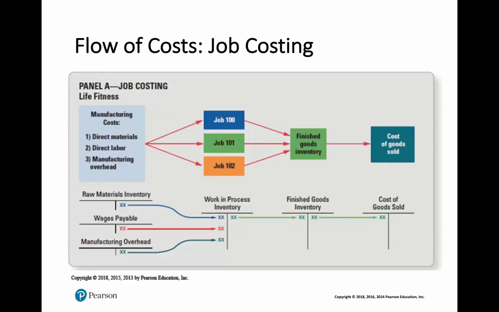So if we think about the flow of cost through a job costing system, it's going to work similar to our process costing that we'll see in a minute, but we start with our manufacturing costs, so those are the same regardless.